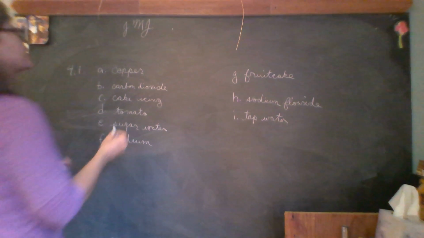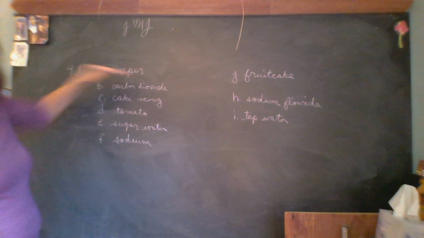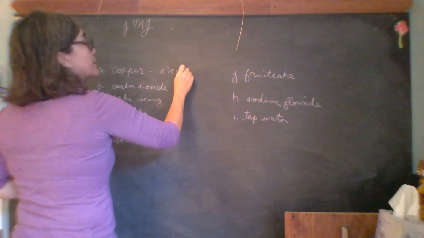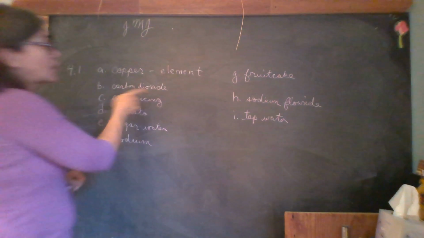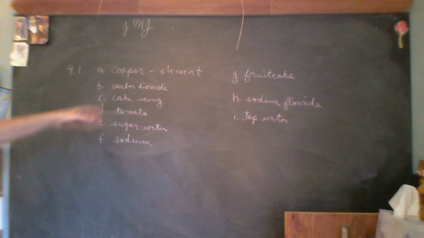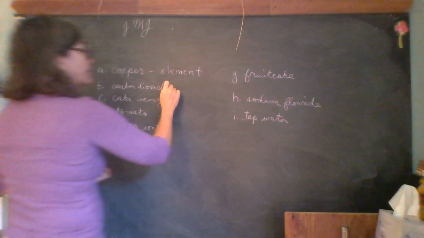Okay? So, copper. Copper is on the periodic table. It is therefore an element. Carbon dioxide. Carbon dioxide contains two elements. It is a compound.